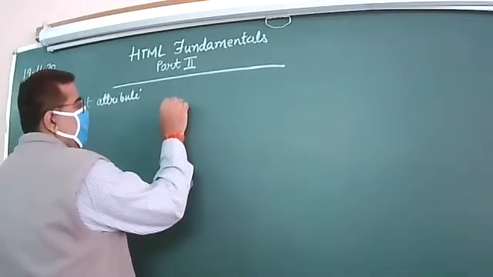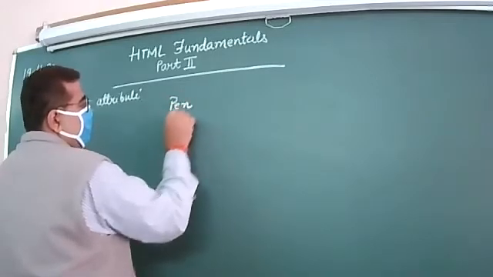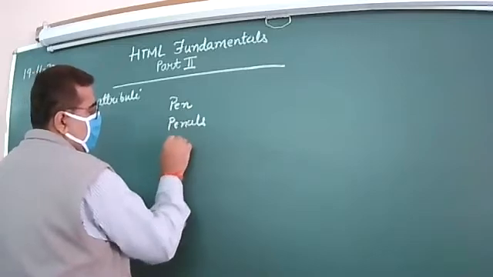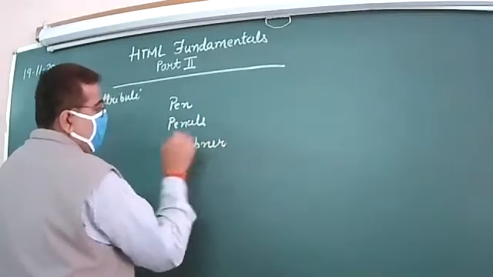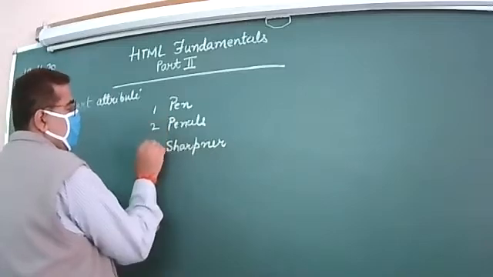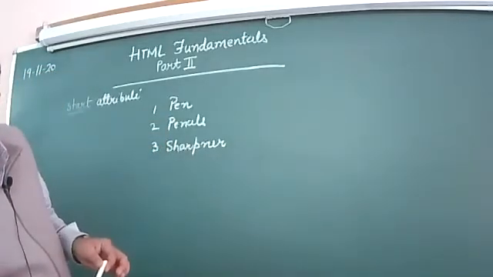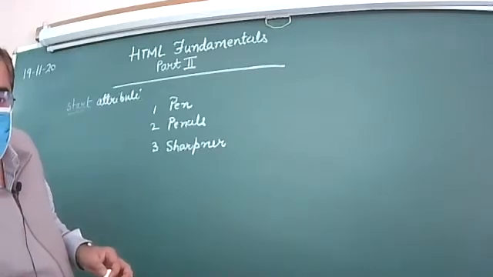Suppose I have this list: pen, pencil, sharpener, and this is the default ordering. But you don't want the list to be starting with 1. You want that your list should start with 5, right?